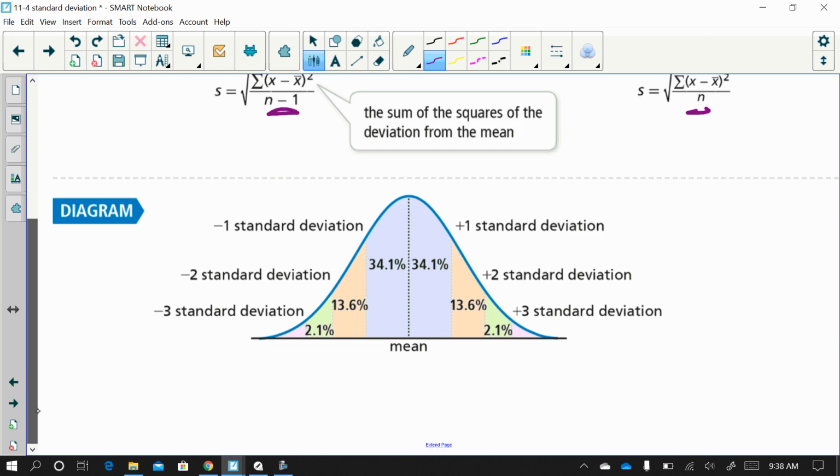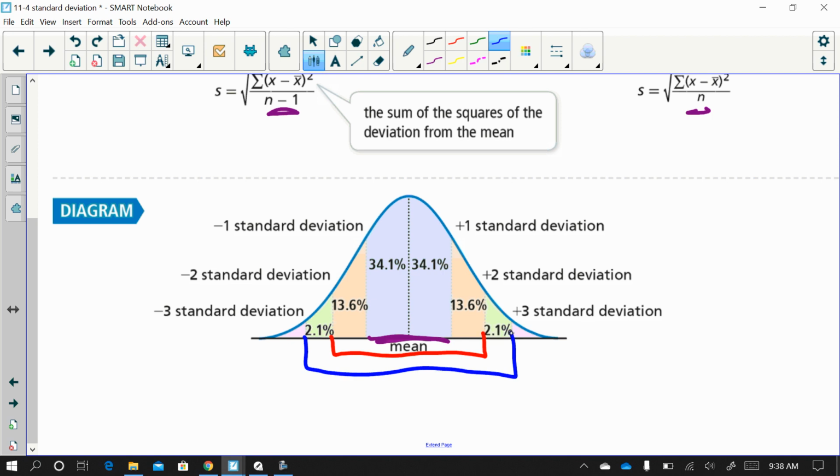And again, remember here was our bell curve. 68% of the data is within one standard deviation, 95% of the data is within two standard deviations, and 99.7% of the data is within three standard deviations.